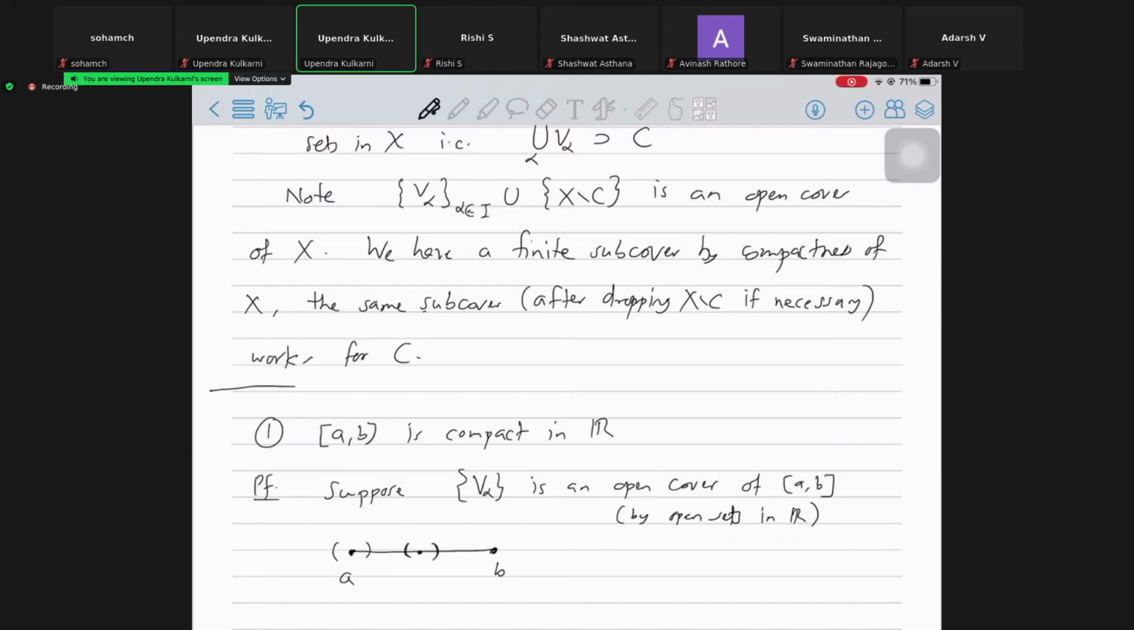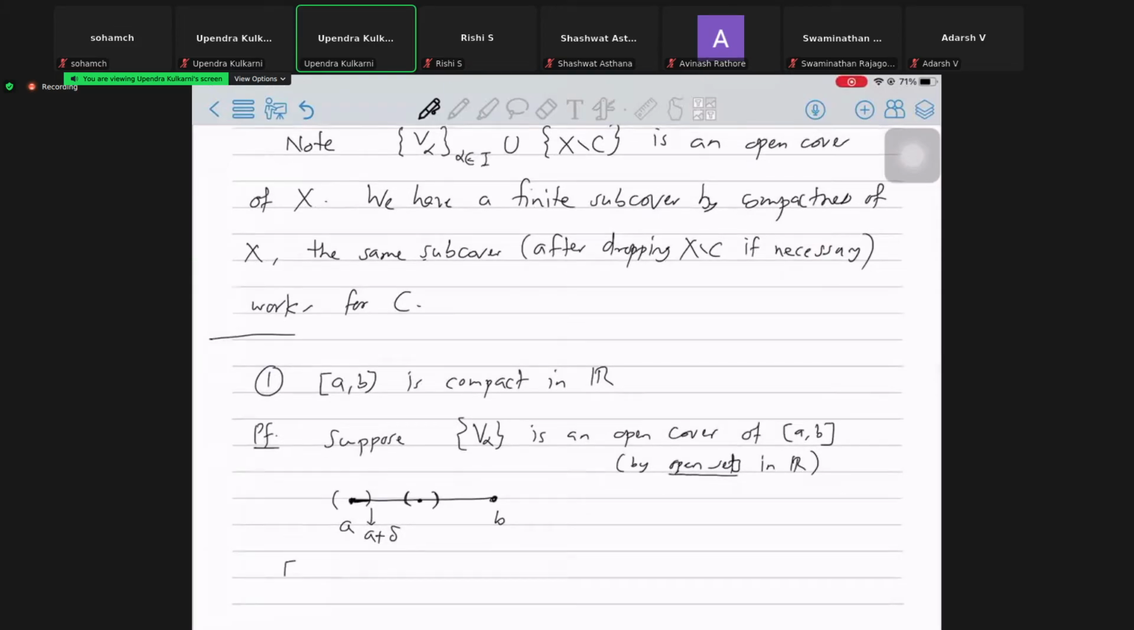The reason why I put this open parenthesis on the left is because I am taking a cover by open sets in R. Okay, so very good. I have covered A. Not only have I covered A, I have covered some small segment of this closed interval from A up to some point. Let's say A plus some delta.